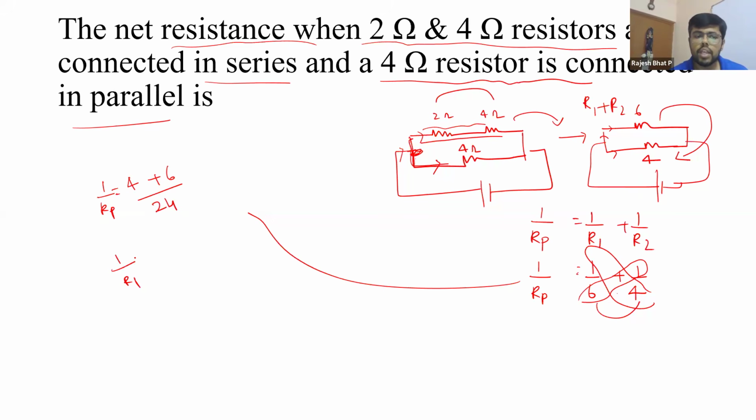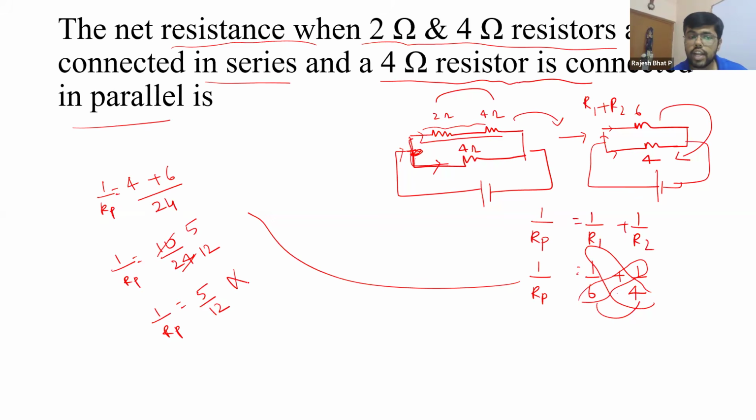Therefore, 1 by Rp is equal to how much? 10 by 24. So therefore, 1 by Rp is what? Can you reduce it? I can reduce this. Half of this is 5, half of this is 12. Okay, sir, 5 by 12. Is this the final answer, sir?